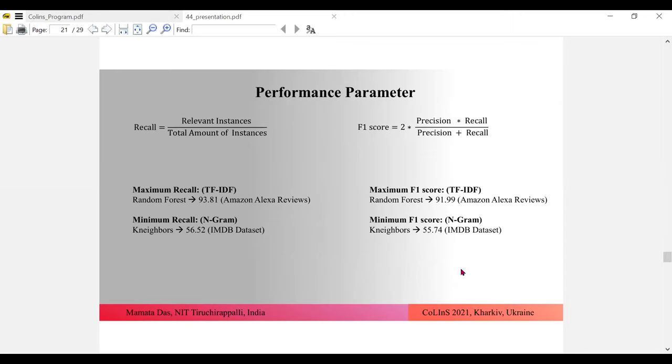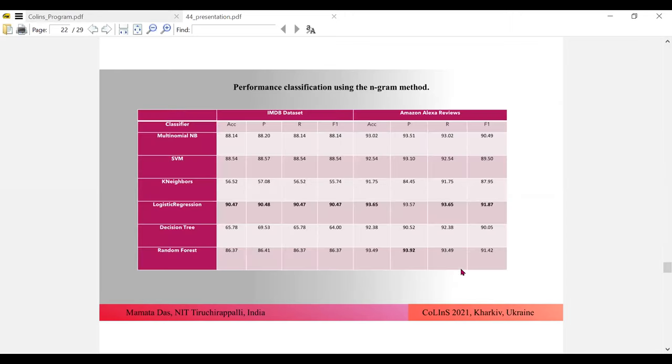55.74 on the IMDb data set. And as I told you, in this paper we consider two features, one is n-gram and another one is TF-IDF. Okay, so here the IMDb movie reviews and Alexa reviews data sets are used for sentiment analysis. And this table shows the output of four performance parameters, that is accuracy, precision, recall, and F1 score.